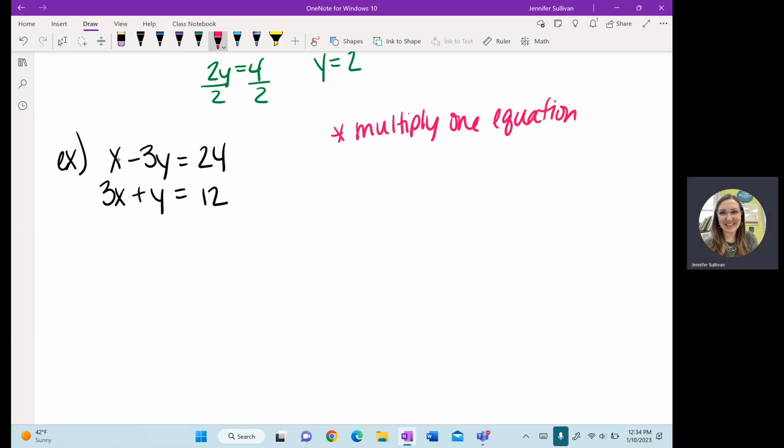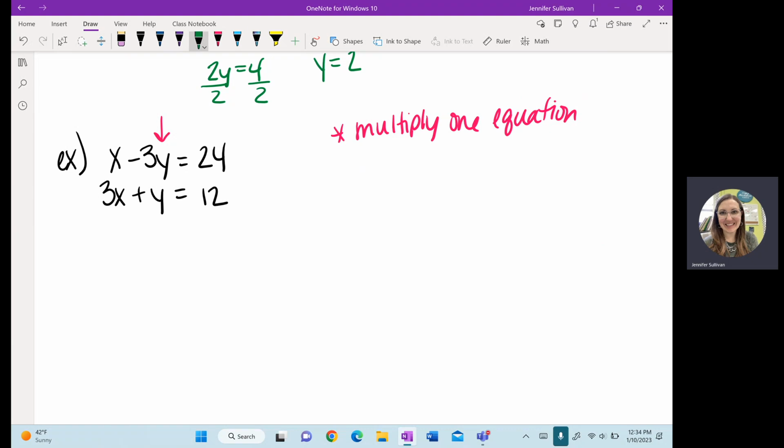Okay, so if I'm going to look at my x's, do my x's have the same number in front? No. Do they have the opposite signs? No. Okay, well, let's move on to the y's. Do the y's have the same number in front? No. Do they have opposite signs? Yes. So because the y's already have opposite signs, I'm going to multiply by the y's. We're going to try and cancel out the y's.